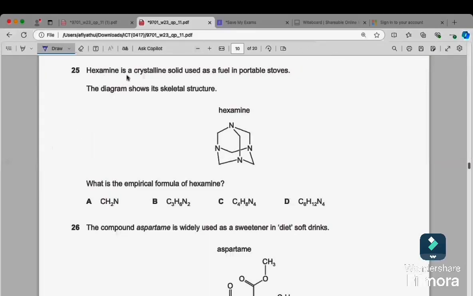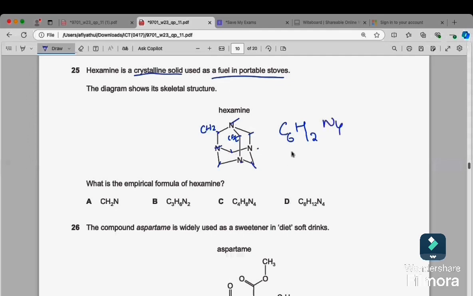Question number 25. Hexamine is a crystalline solid. It's used as a fuel for portable stoves. The diagram shows its skeletal structure. What is the empirical formula of hexamine? Okay, so we know that there is one carbon here, another carbon here, 1, 2, 3, 4, 5, 6. So 6 carbons. For the 6 carbons, every carbon has CH2. So every joint will have this. And there are 1, 2, 3, 4 nitrogens.